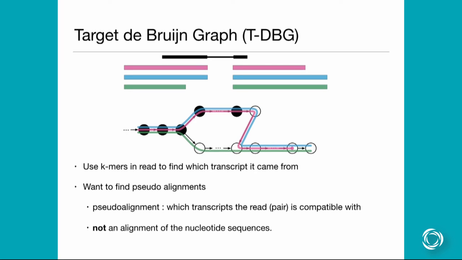And then what we do when we get a read is we match the k-mers along this graph. If you notice, all the paths are colored. So the colors basically tell us what transcripts this match is compatible with. So we end up getting what's a pseudo-alignment from this. And what we mean by that is basically the set of transcripts that this read is compatible with.